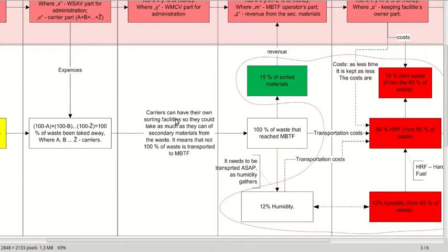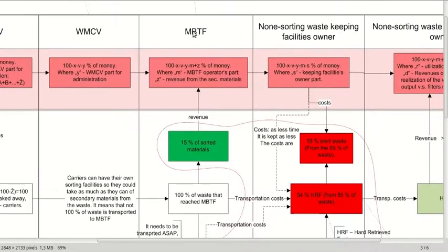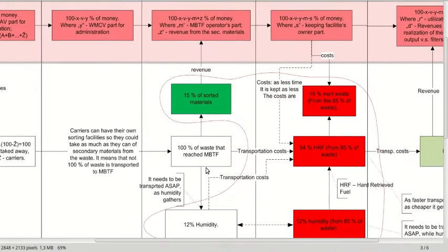Carriers can do the sorting activities by themselves, and sell the secondary materials by themselves. At least now, I'm not sure if that would be true later. So then what is left should be transferred to the newly built mechanical sorting and biological treatment facility. Here is the 100% of waste which reached the facility.